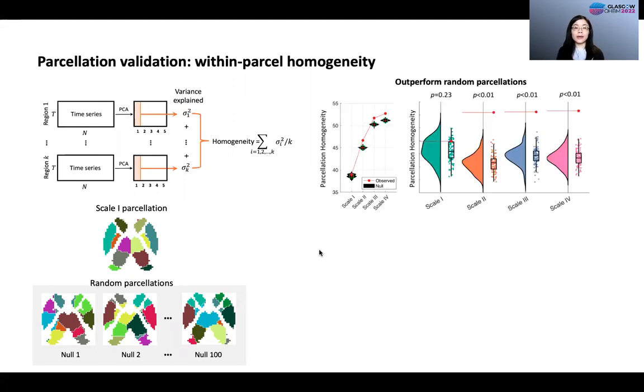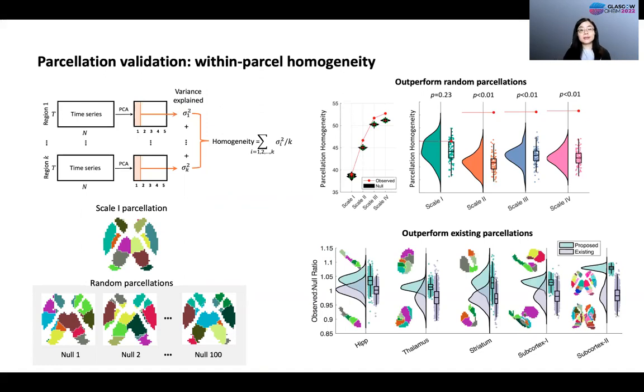We also compare the homogeneity of our parcellation to several existing parcellations. What we find is that in general, our parcellation outperforms the random parcellations and also several existing parcellations, including those for the hippocampus, thalamus, striatum, and also 2 atlases for the entire subcortex.